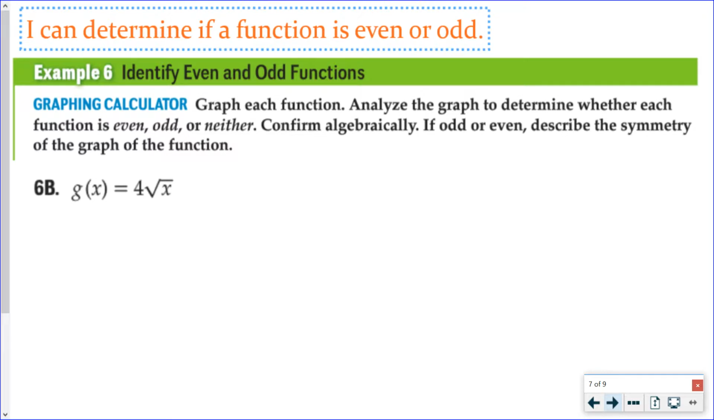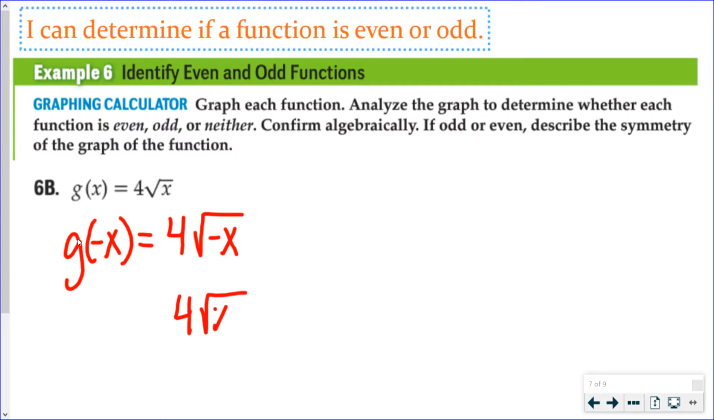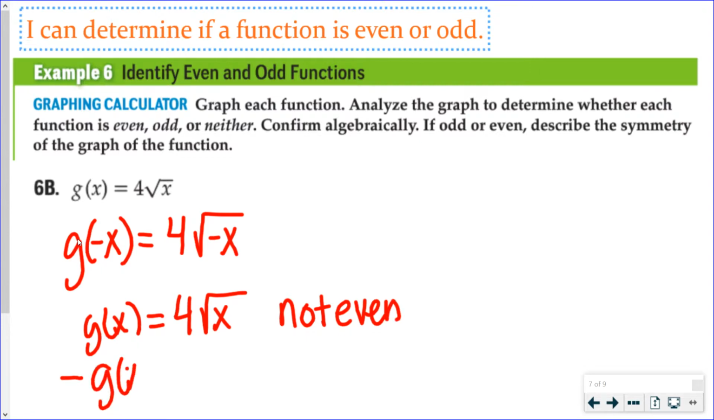Here we have g of x. This time I'm going to plug in, and we are always plugging in negative x. If I plug in negative x, I've got 4 times the square root of negative x. Can I just take that negative outside of the square root sign? No. So this is not giving me back g of x. So not even.